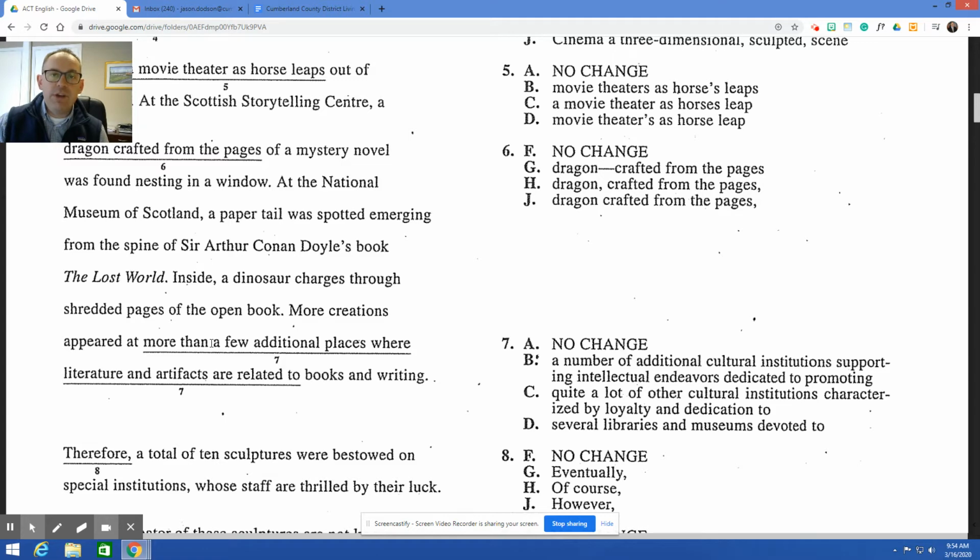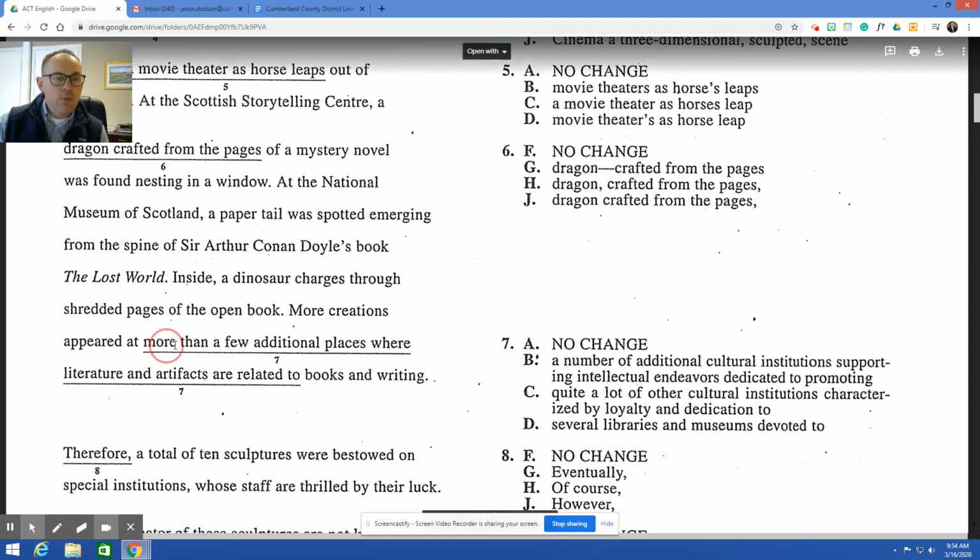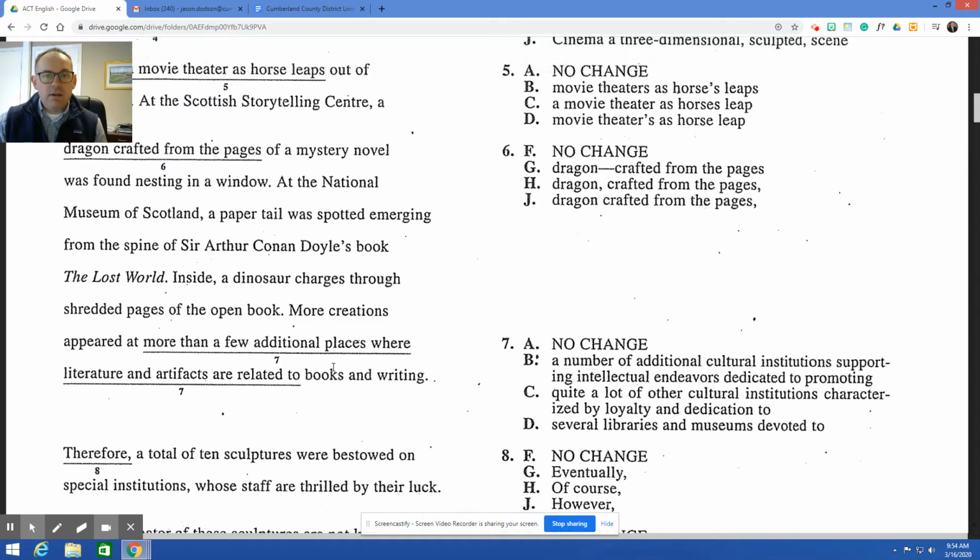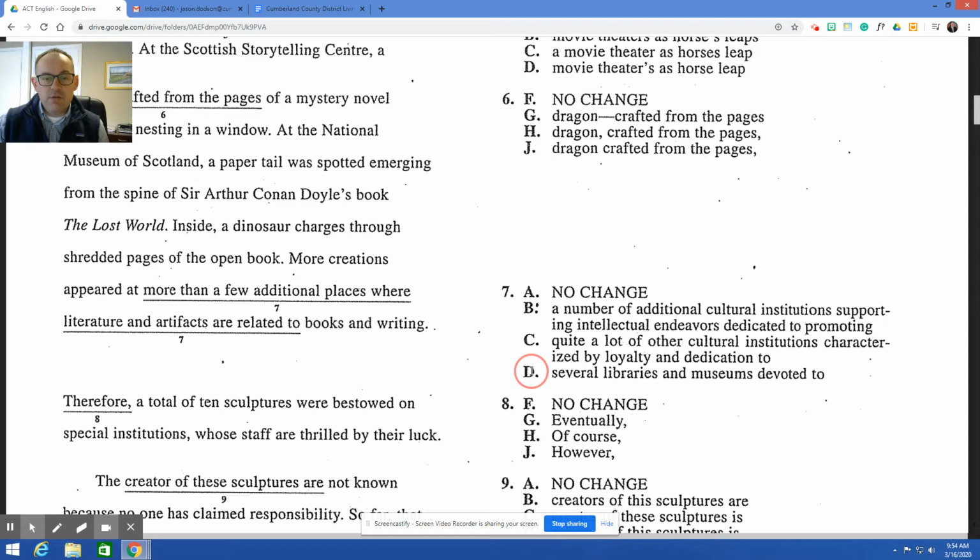There is an element of redundancy in this sentence. More than, a few, and additional, all of that adds nothing to the meaning of the sentence. So if I tell you that number 7 is a question about eliminating redundancy, being the most concise, then the correct answer is typically going to be the shortest answer. In number 7, the shortest answer is D.